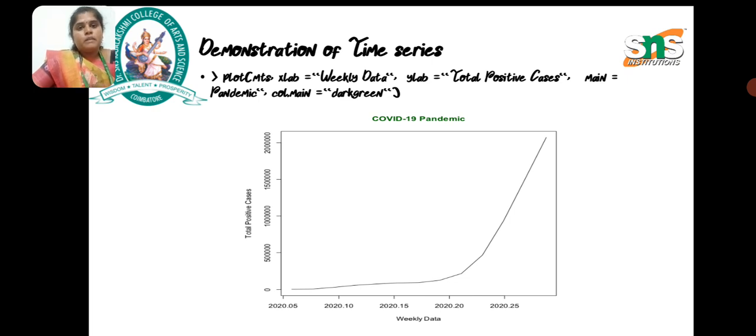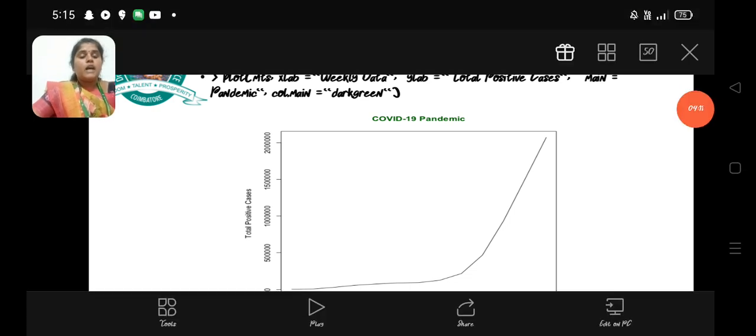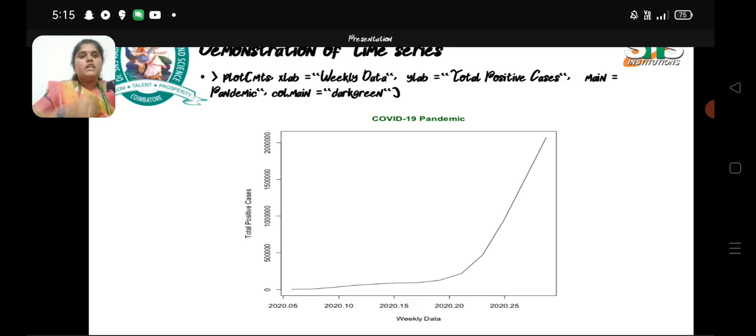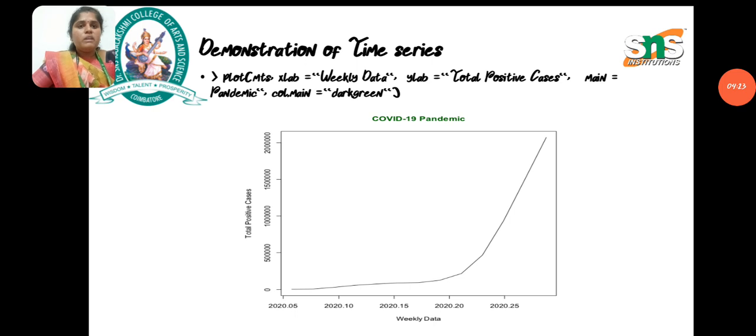Here the plot takes the data from the ts function. The x axis represents the weekly data, and the y axis represents the total positive cases found in that period. Next is the main name of the plot. I am giving the main name as COVID pandemic, with the x axis representing the weekly data and the y axis representing the total number of positive cases obtained in that period of time. For the color of the chart, col equals dark green, so the line will be dark green.